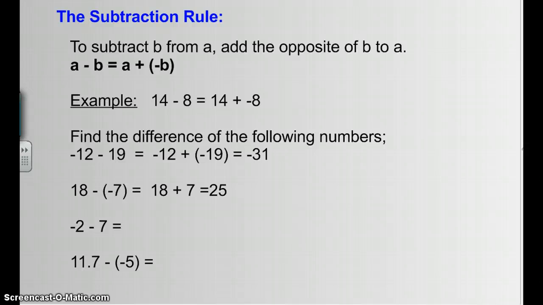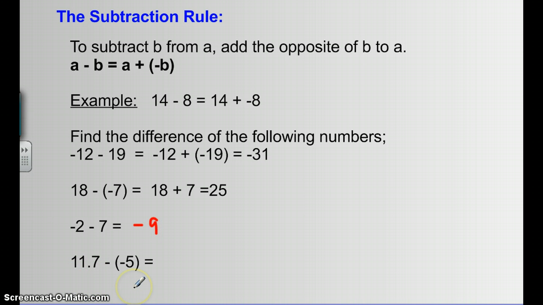Negative 2 minus 7 is negative 2 plus the opposite of 7, so that would be negative 9. And 11.7 minus a negative 5 is 11.7 plus the opposite of negative 5. A trick I like to use is when you have two negatives together, that they become a positive. So this is actually 11.7 plus 5, or 16.7.